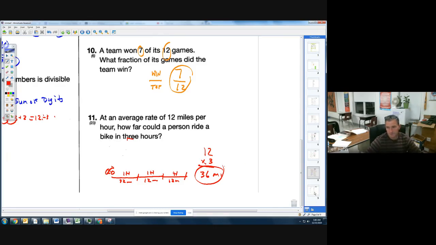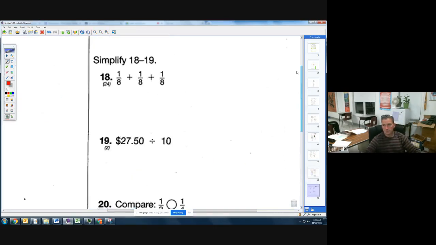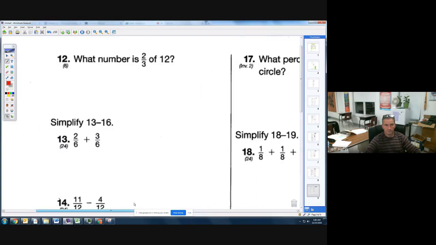36 miles. All right, turn the page. Here we go. We're getting over halfway done.